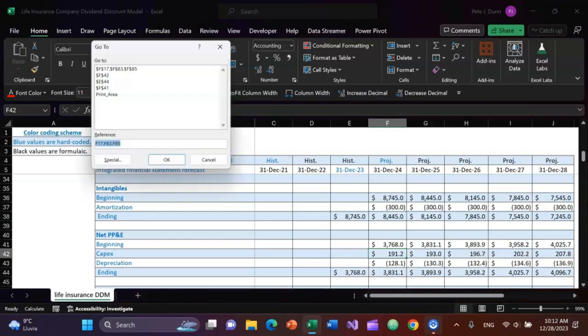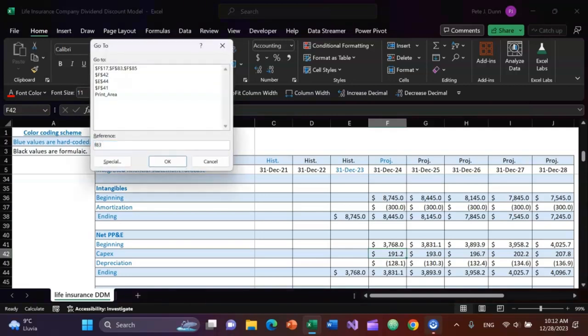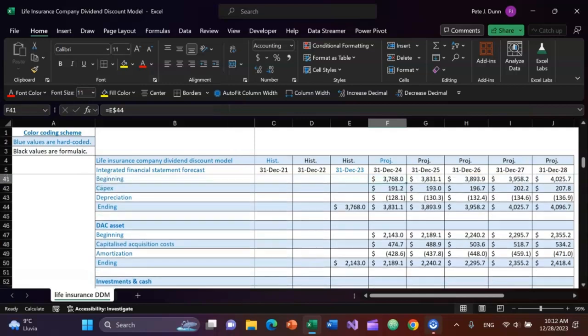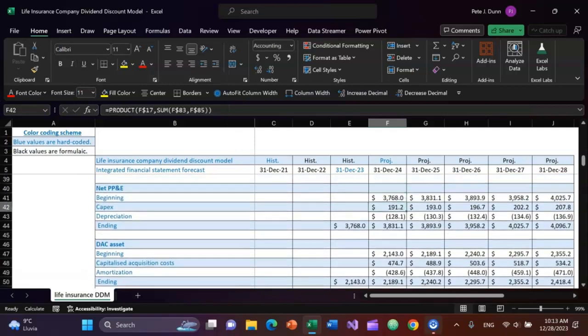And I can do the F5 menu to quickly go down to F83 so that you can see these provisions. We've got life insurance provisions, some of which are unit linked, and then property and casualty provisions. So I'll press F5, Enter to get back. So it's based on the sum of those provisions minus the unit linked, because we haven't included it in row 84, and it's times the 5 basis point assumption.